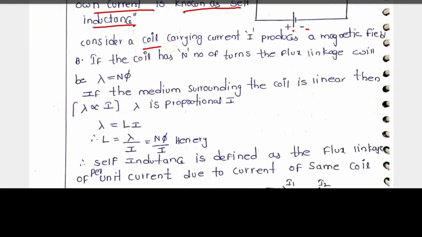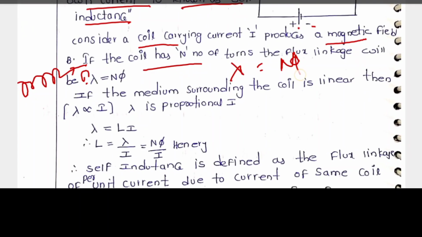Consider a coil carrying a current. Suppose current I is flowing in this coil and produces a magnetic field B bar. If the coil has n number of turns, the flux linkage will be lambda equal to n phi. The flux linkage is given by flux into number of turns. If the medium surrounding the coil is linear, like air or any linear medium, then lambda is proportional to I. Flux linkage is proportional to current.